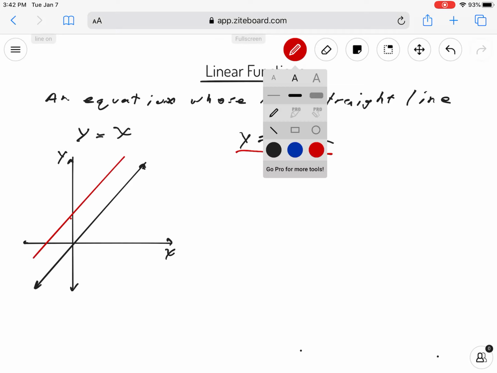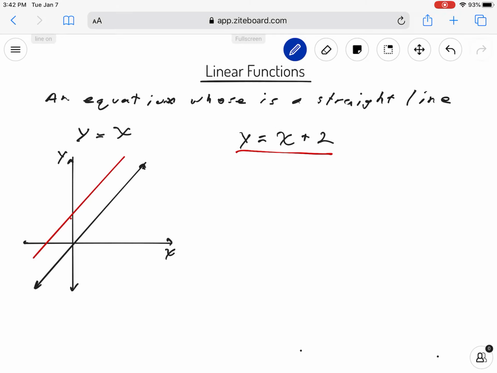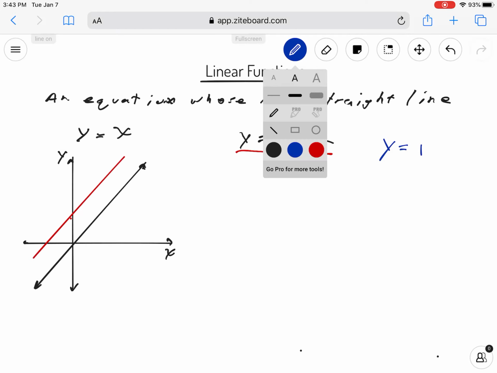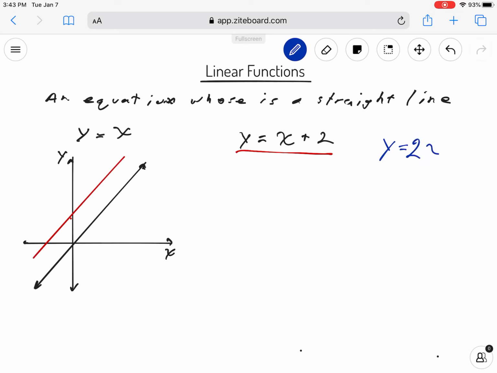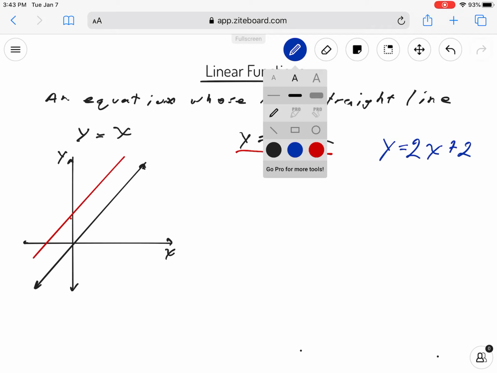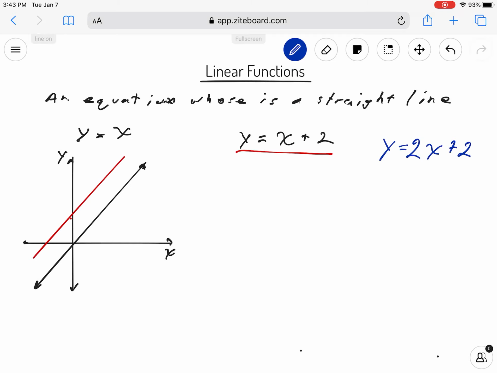If I change it so that I multiply the x times a number, 2 times x plus 2, okay, go back to the line. Then it's going to cross in the same place, but it's going to be twice as steep. Okay?